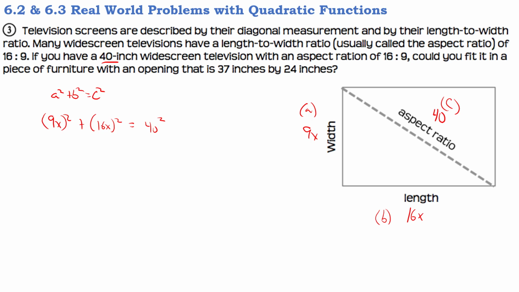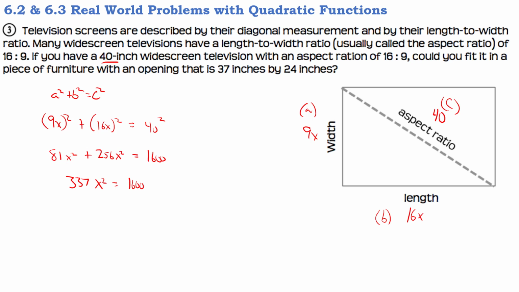Now let's just do a little math and get this all figured out. So we should get 9 squared is 81, so I have 81x squared, plus, as well, 16 squared is 256, and then I have x squared. And then 40 squared is 1600. All right, so now we combine like terms. Since both of these are x squared, 81 plus 256 is 337x squared, and that's going to equal 1600.